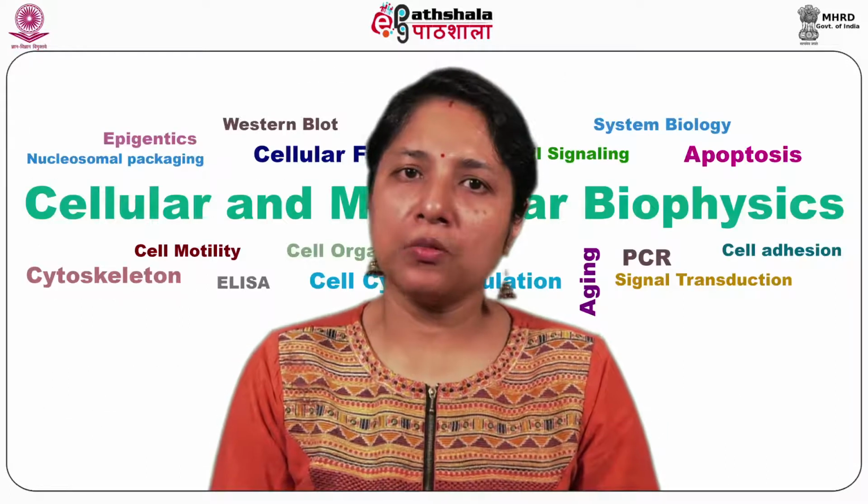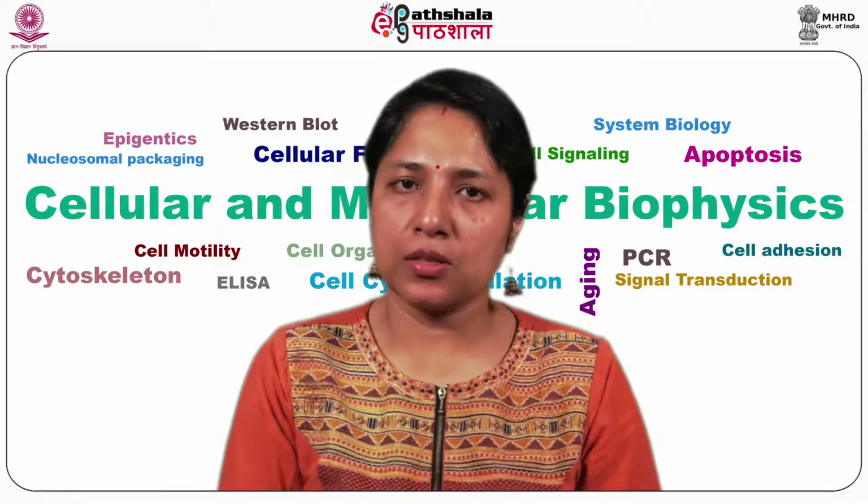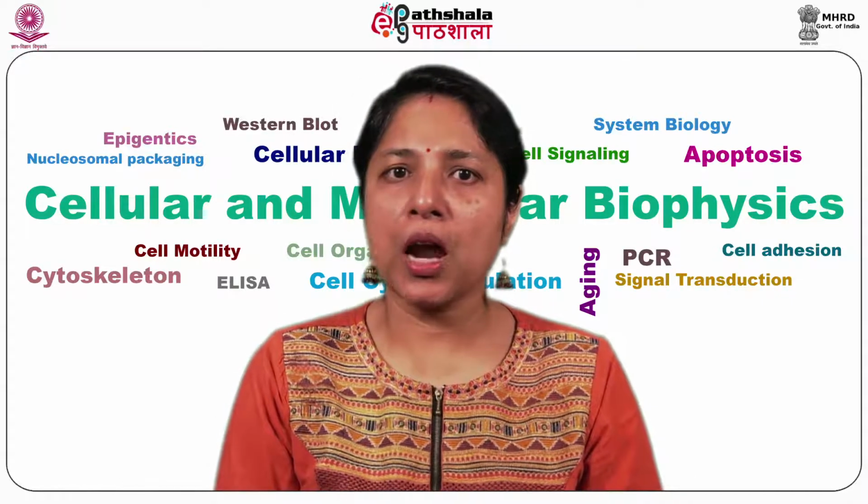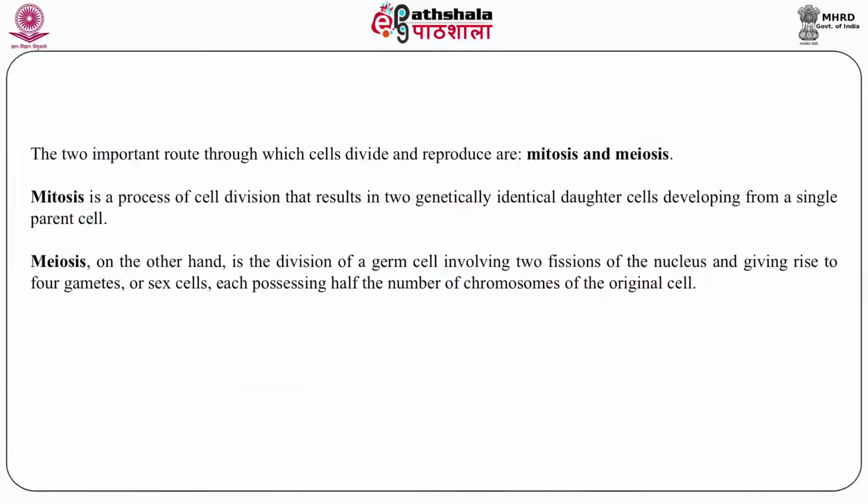Coming to the next objective, the difference between mitosis and meiosis. The two important routes through which cells divide and reproduce are mitosis and meiosis. Mitosis is a process of cell division that results in two genetically identical daughter cells developing from a single parent cell. Meiosis, on the other hand, is the division of a germ cell involving two fissions of the nucleus and giving rise to 4 gametes or sex cells, which possess half the number of chromosomes of the original cell.